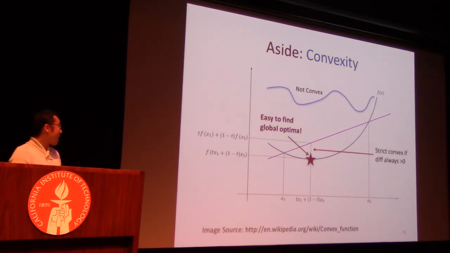Okay. A convex function is known as strictly convex if the difference between this line and the actual function is always not negative.